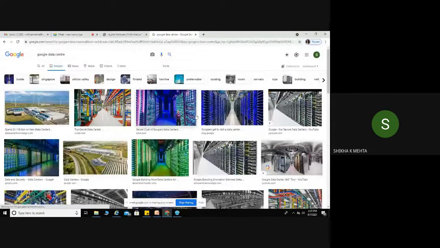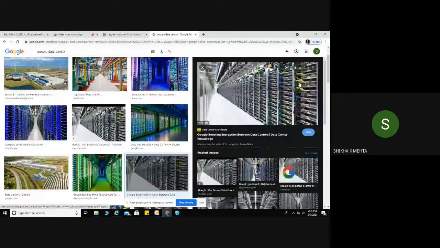See, this is how they look. So they are very neat. They are so beautiful, you know. So see how many computers. See, these are the racks in which all the nodes are being placed.